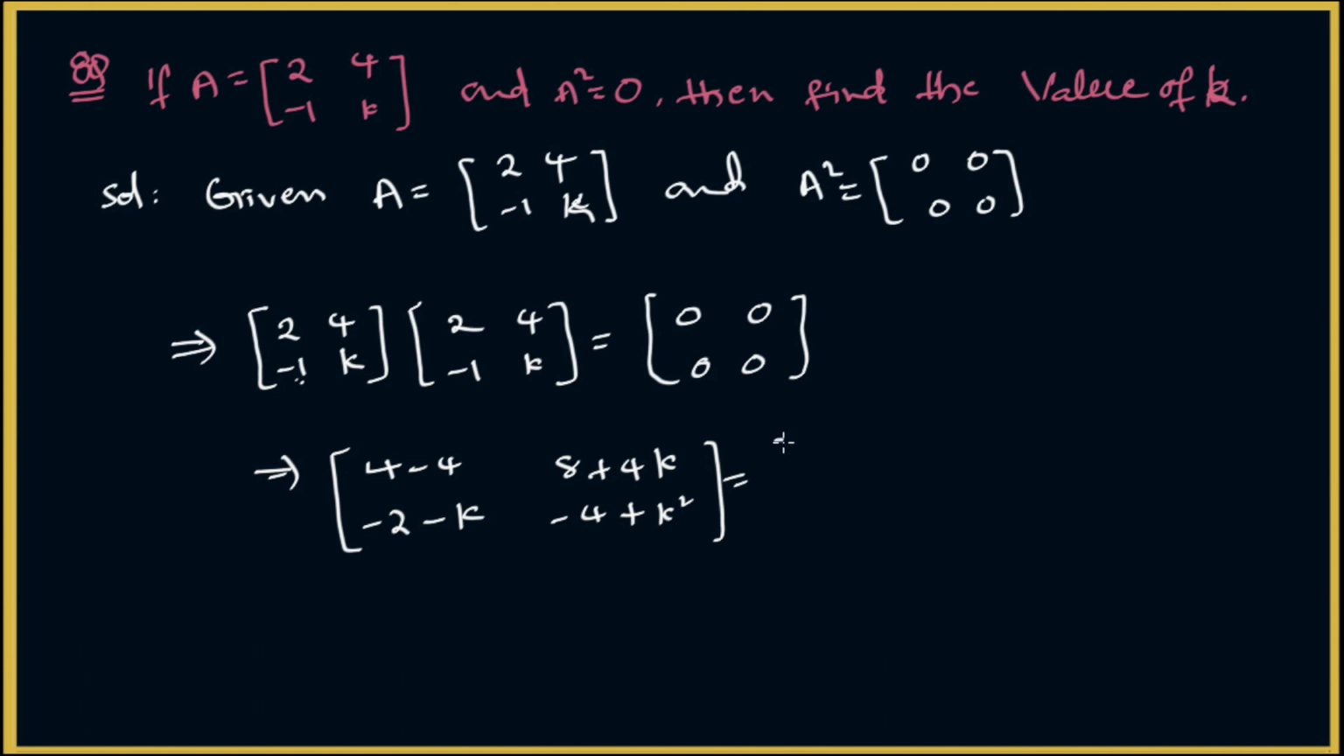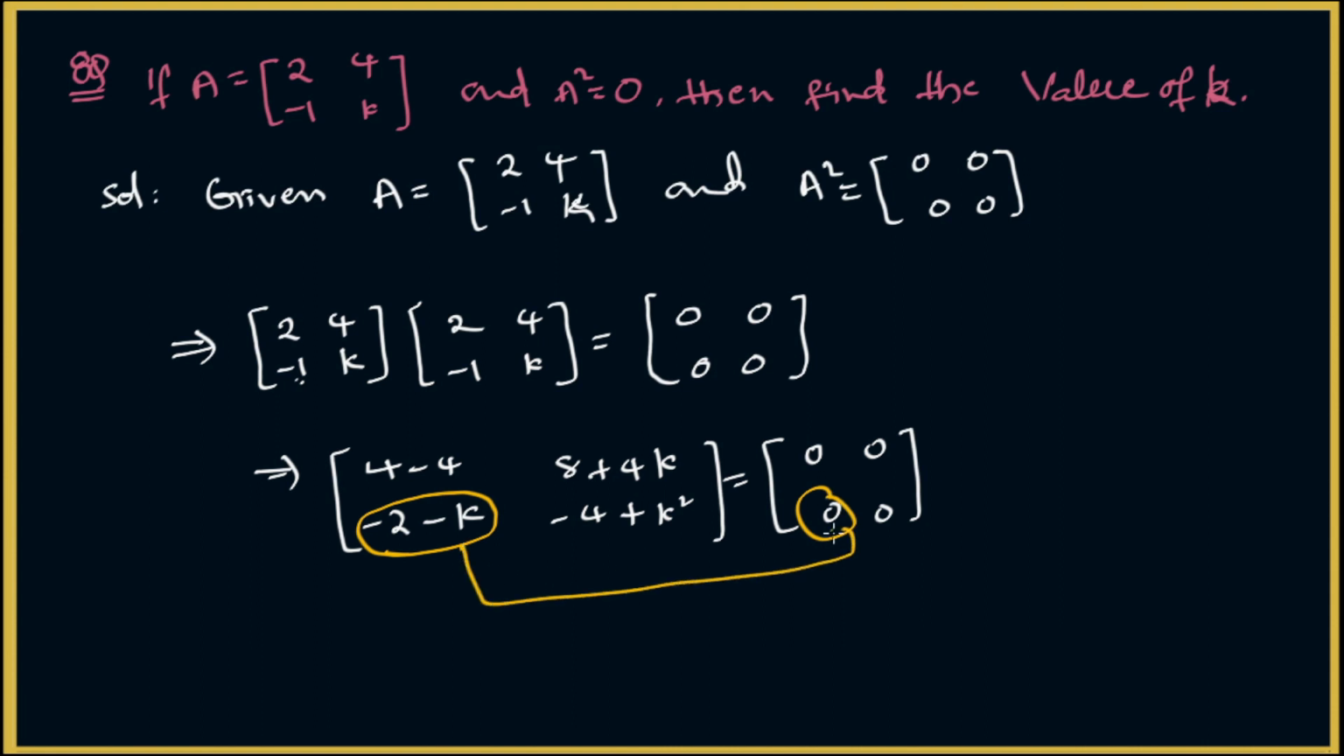This one equals 0 0 0 0. Now, if two matrices are equal, their corresponding elements are also equal. Equating the corresponding elements, we will get the value of k. So if you equate this one with 0, you will get minus 2 minus k equals 0, or minus k becomes plus k, k equals minus 2.